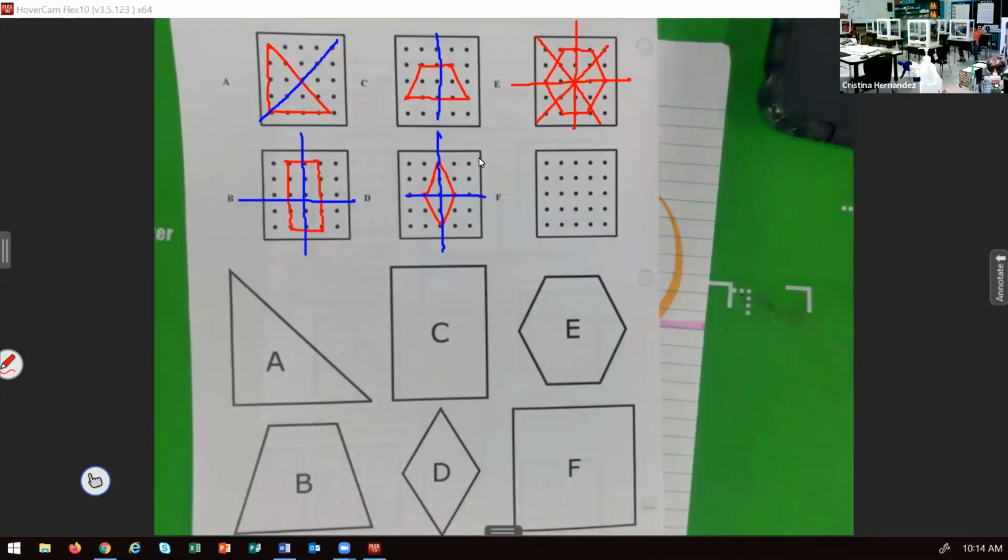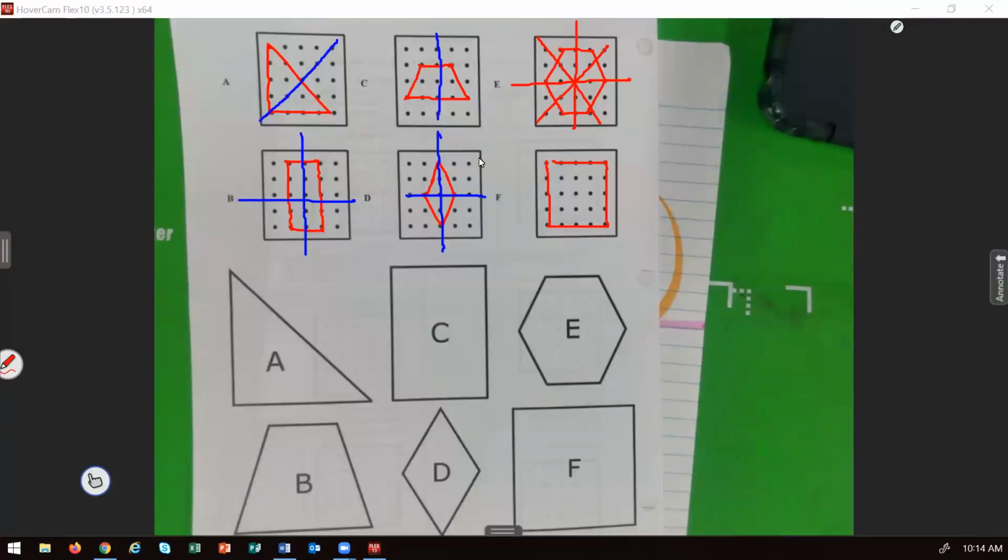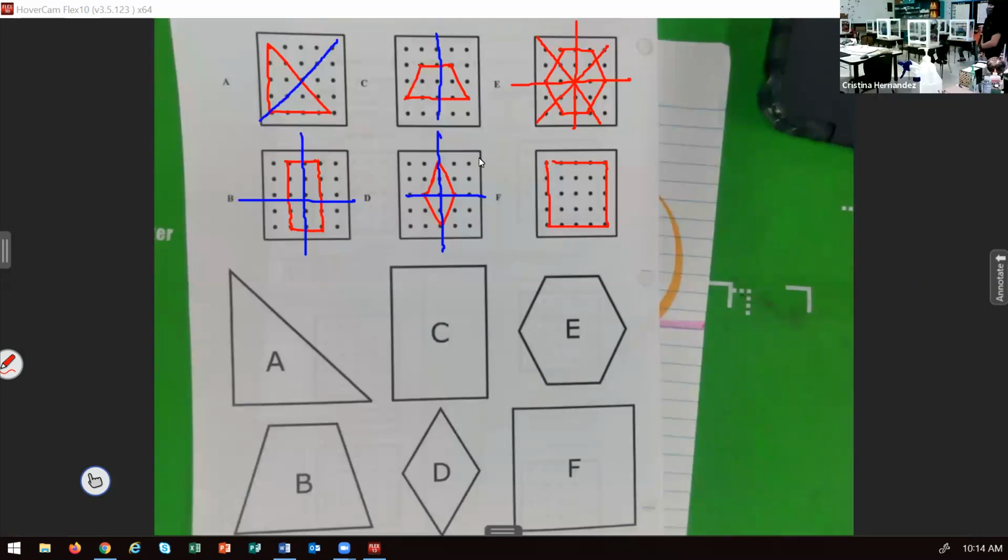F is a square. How many lines of symmetry does a square have? At home, tell me. Somebody at home, tell me. I know y'all know because y'all just told me. How many do you think it has? Hint, it's very similar to the number of sides it has.